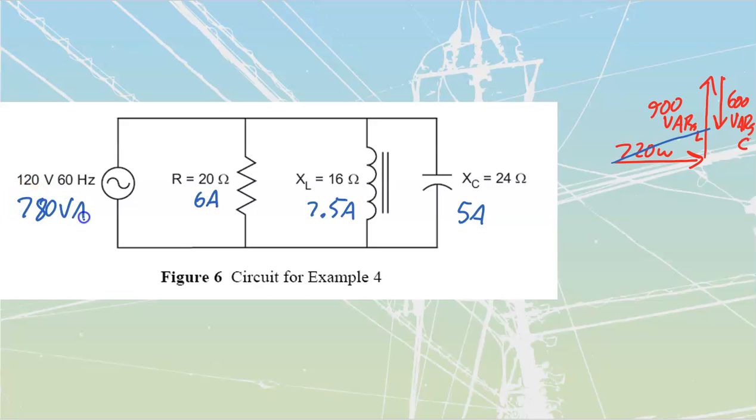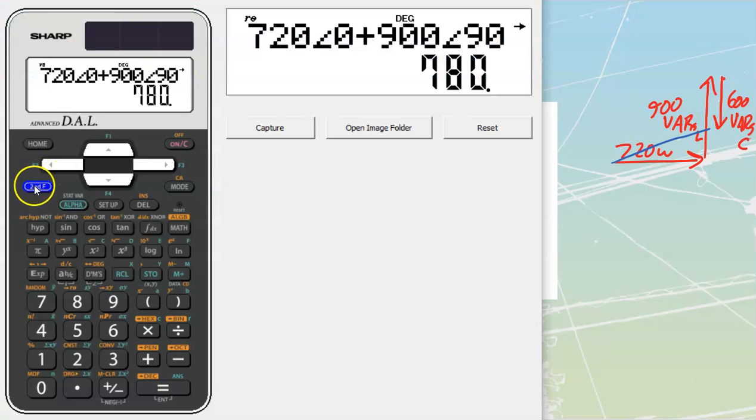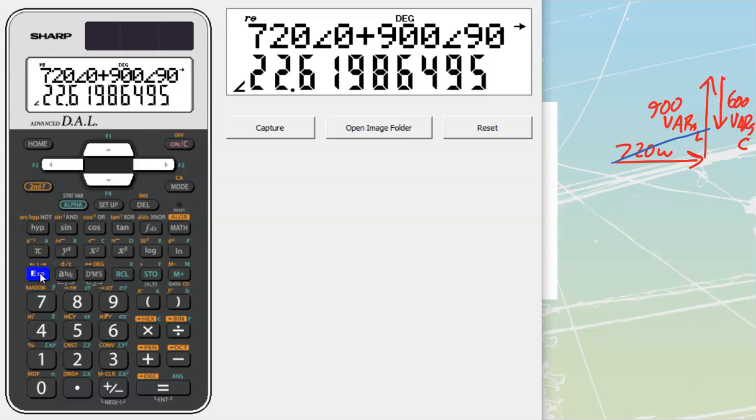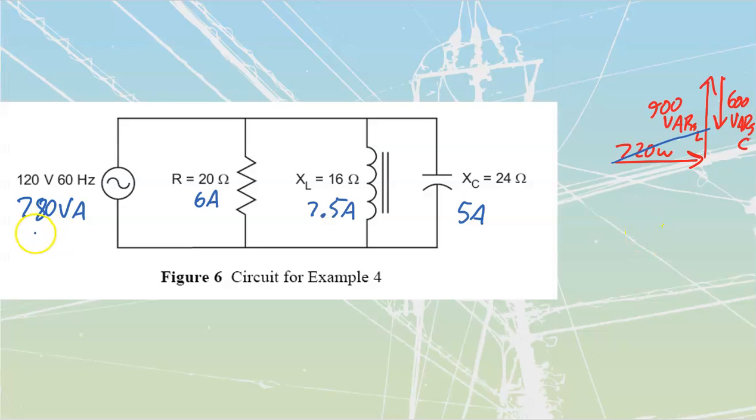780 VA, and it's happening at an angle of 22.6 degrees. Lovely. Now that we've gotten that far, we can establish my line current off of this. We can establish my impedance off of this. We can establish my power factor all off of this as well. We're going to jump over to those really quickly.